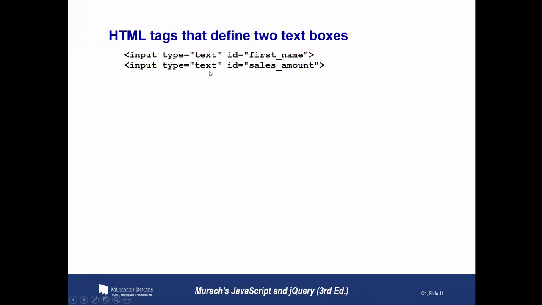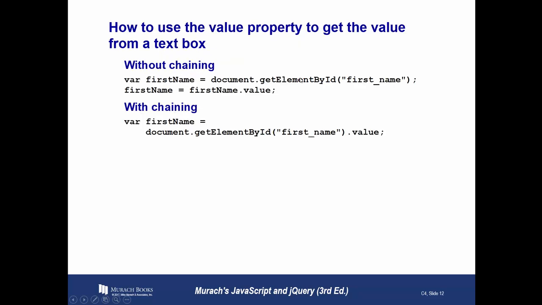Here's how you can define text boxes. Type equal text. You should always give them an ID: any field on a web page that you might conceivably want to be able to manipulate programmatically, you should give an ID to, so you can use the get element by ID with it. All right.